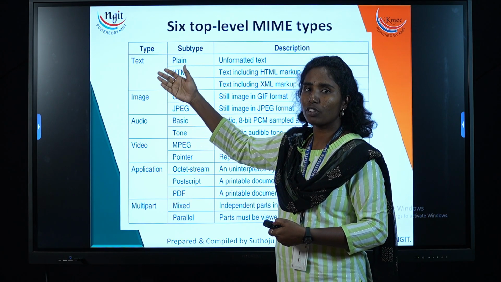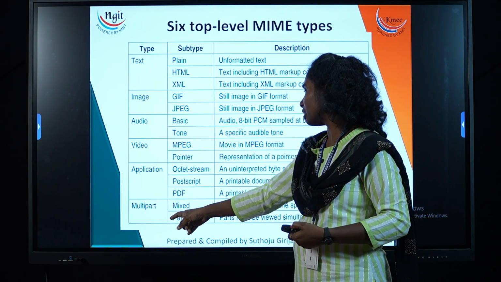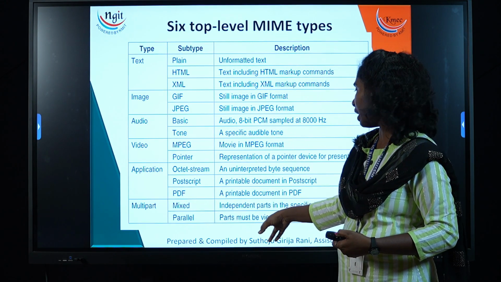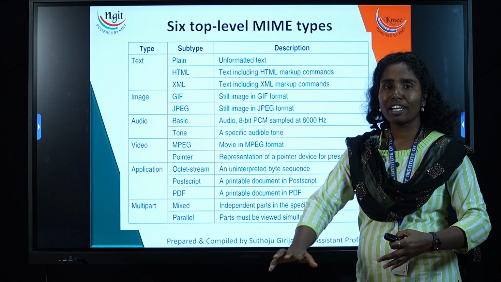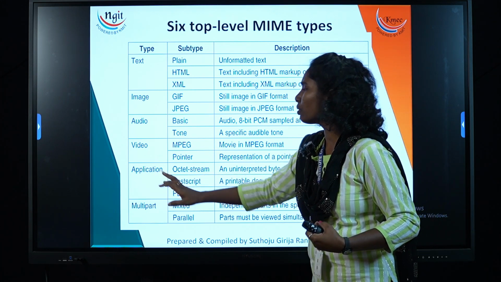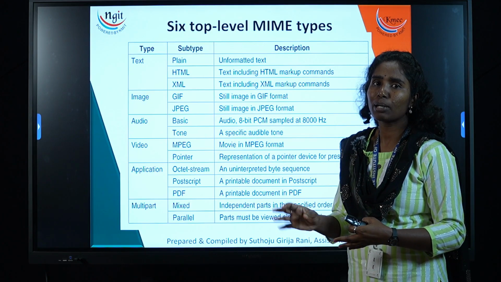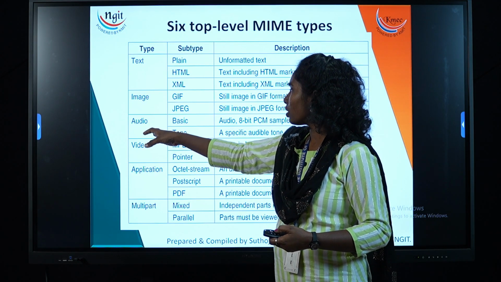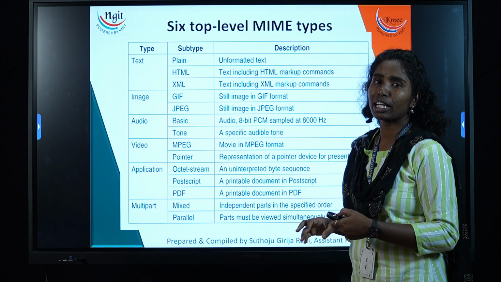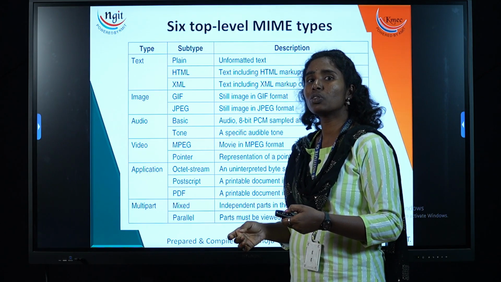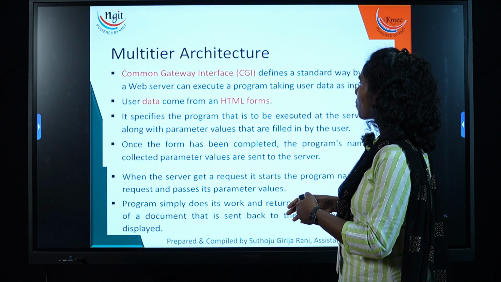We can have data in the format of text, image, audio, video, applications and multi-parts. In the multi-parts we can go with mixed and parallel. This is a new word, where we will have a specified order of the data. Applications will be like a directly executable .exe. Videos and audios we know, and images you can store in GIF and JPEG. Plain text we can store, and HTML data we can store, or the configuration data in the format of XML.